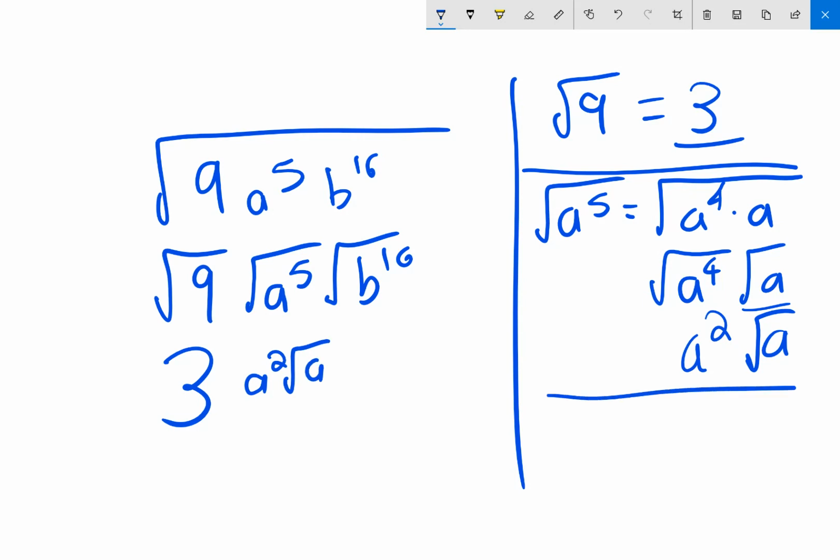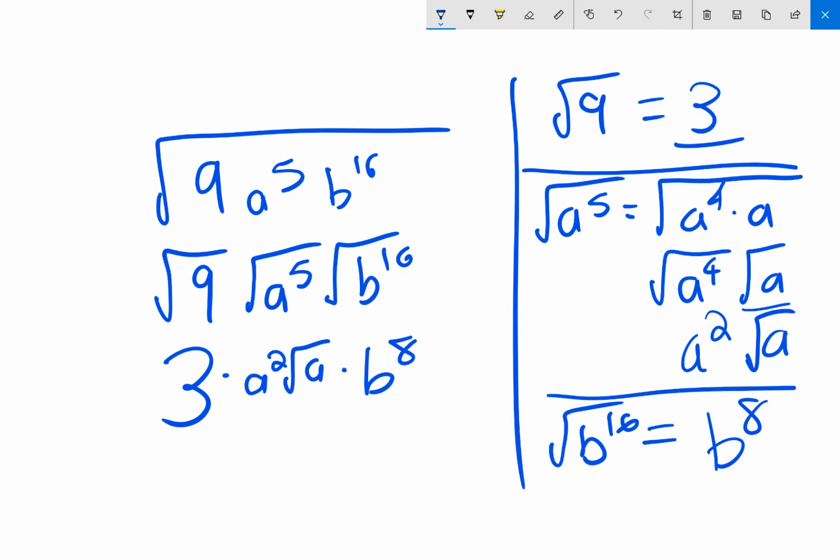Now for b to the 16th, thankfully it's an even number exponent. So those work out pretty well, pretty easily. All you have to do to take the square root is just half of the exponent. So the square root of b to the 16th is b to the 8th. And that's it. You're done. It's not the square root of b to the 8th. The square root is gone. Once you've done the half exponent thing, there's no more square root. Okay? You're just left with the b to the 8th, the normal b to the 8th.